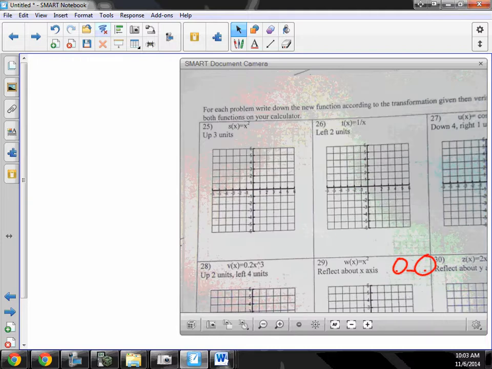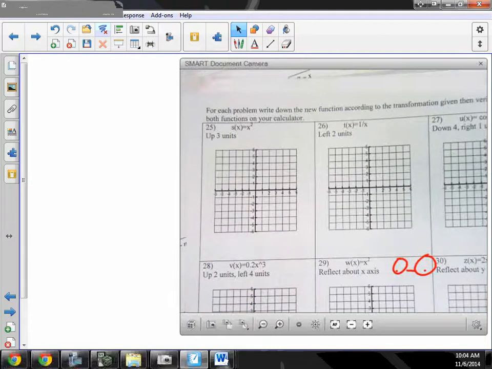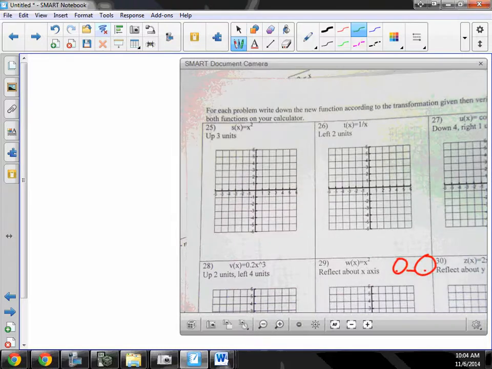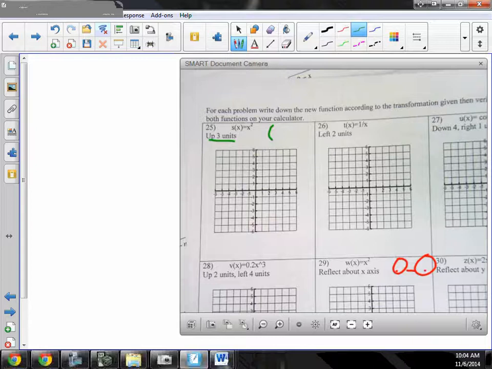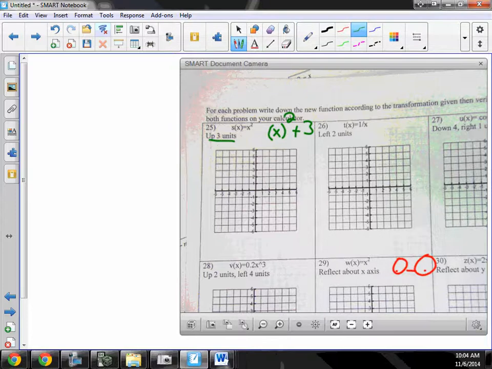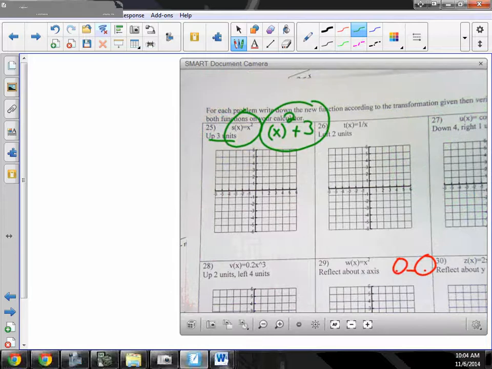This is the same idea, but you start with an equation instead of a graph. So my equation is x squared. If I want to go up 3 units, what would my new equation look like? So it would be x squared plus 3. And then you verify it in your calculator by graphing x squared and graphing x squared plus 3 and say, yes, it did move 3 units up. And that's what you do on all of these.